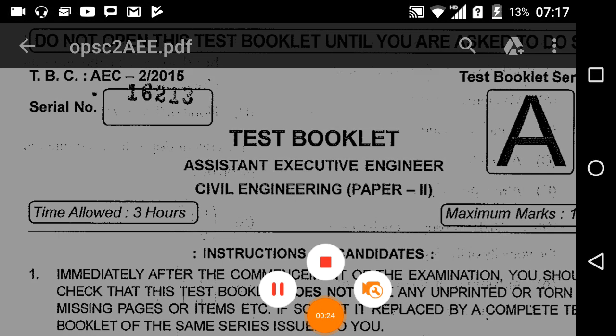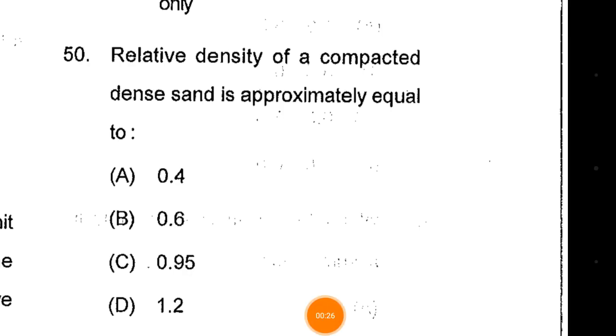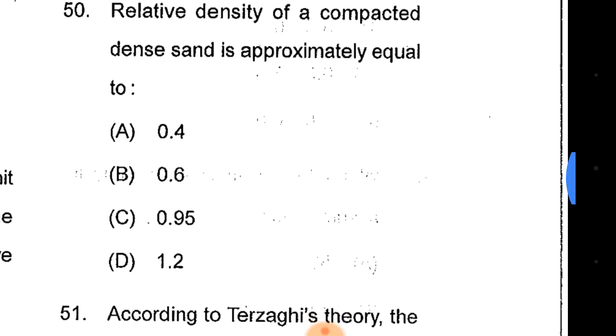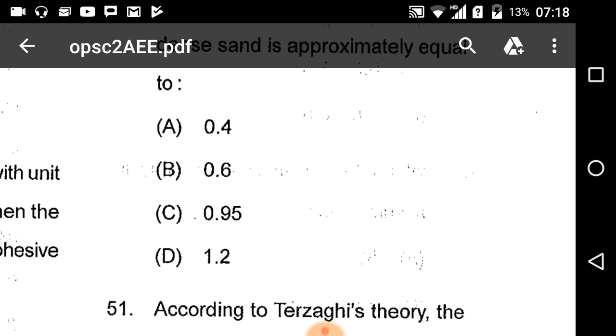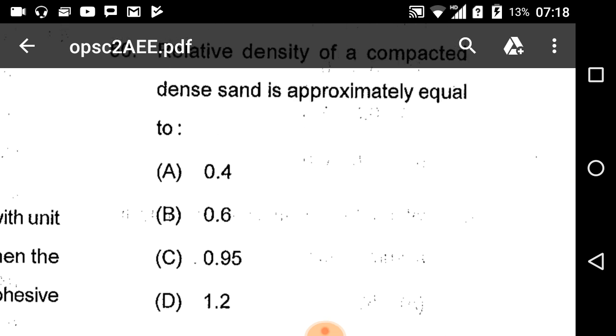Okay, I am going to discuss the relative density of a compacted dense sand is approximately equal to: option A 0.4, option B 0.6, option C 0.95, option D 1.2. Here the correct option is 0.95, that is option C will be the correct answer.